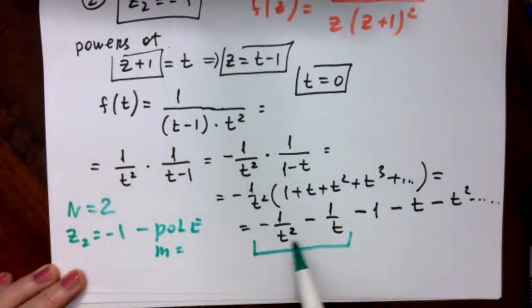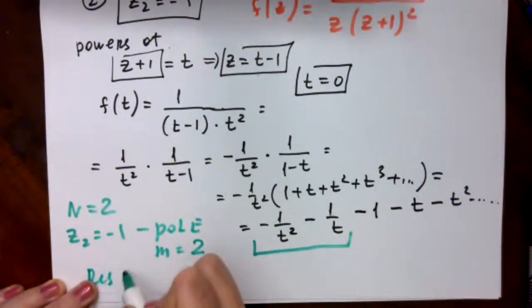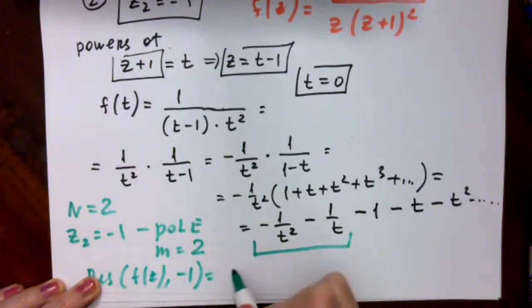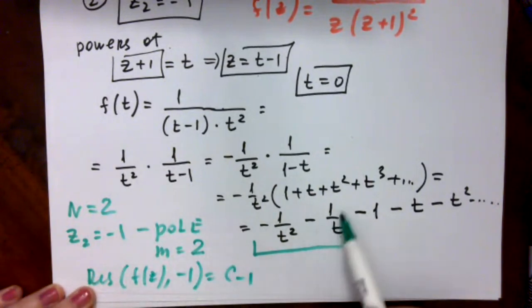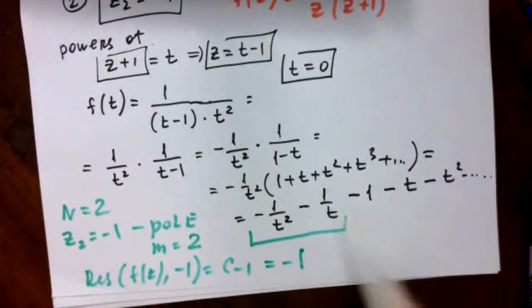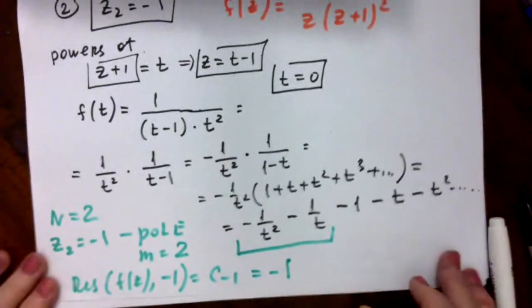What is the order of the pole? The order of the pole is 2, because this is the highest negative power. Okay, what about the residue? The residue of f of z at the point minus 1 is c minus 1. Again, what is c minus 1? This time it's minus 1, just for a change. So this time our residue is minus 1, because this coefficient is minus 1. So it looks like that's it.